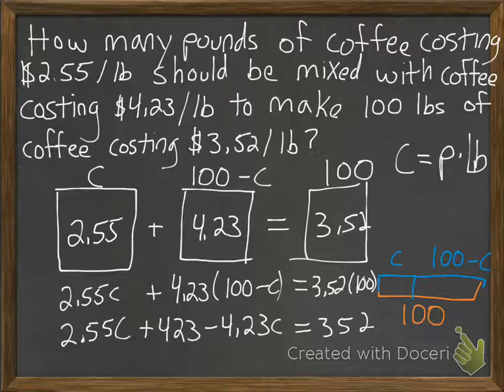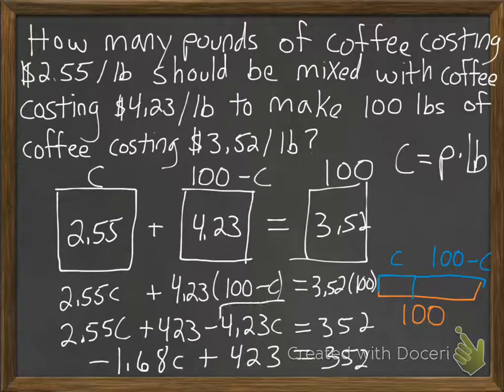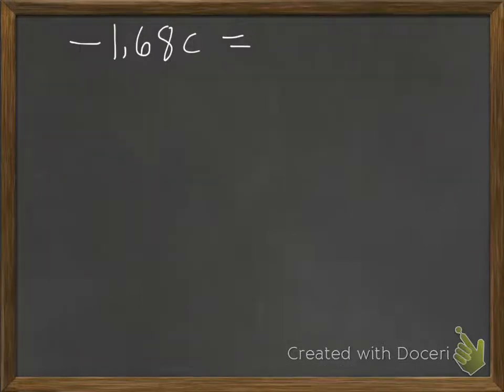And then go through and combine your like terms. So you have 2.55C minus 4.23C, which is negative 1.68C, plus 423 equals 352. So now we want to get C by itself, so we need to subtract 423 from both sides. Doing so will give us negative 71, and then we divide both sides by negative 1.68.